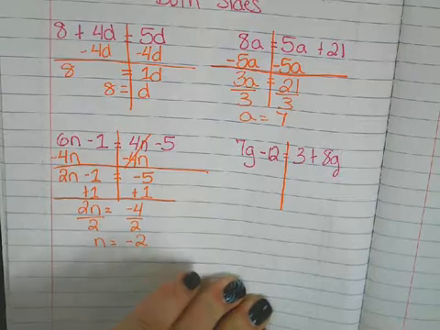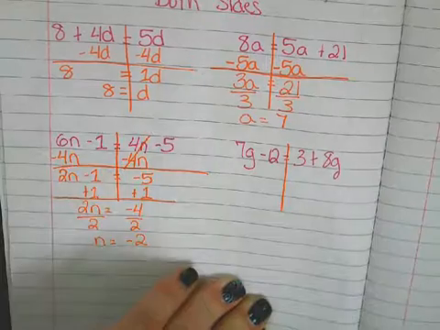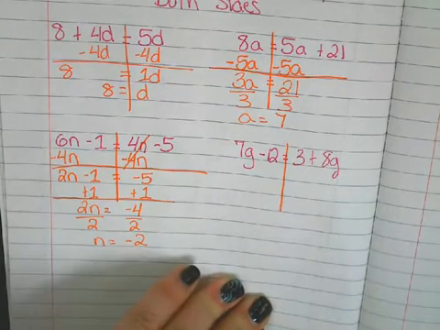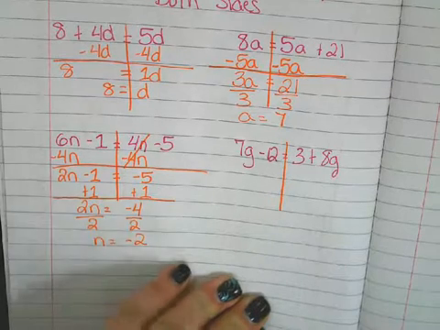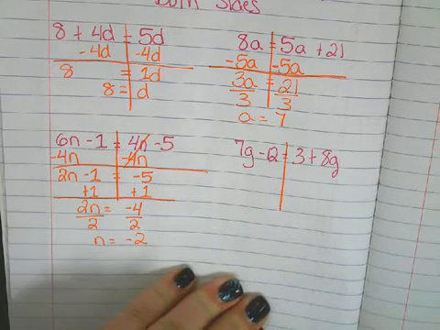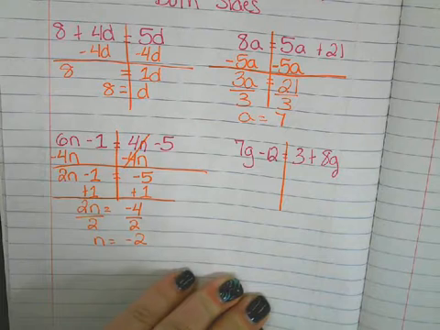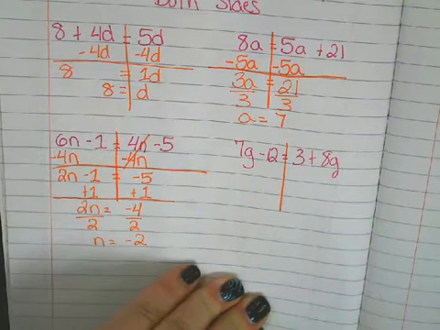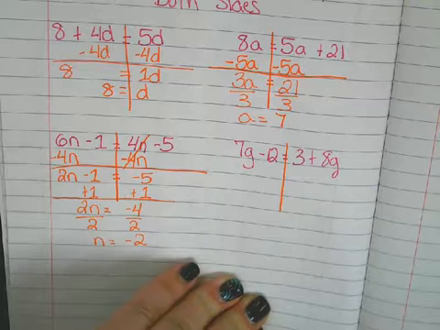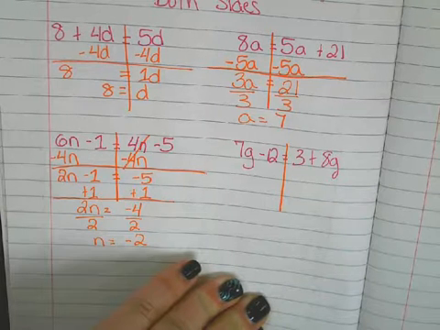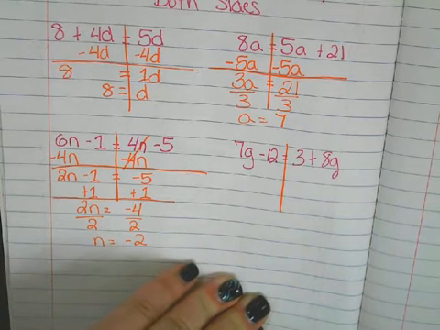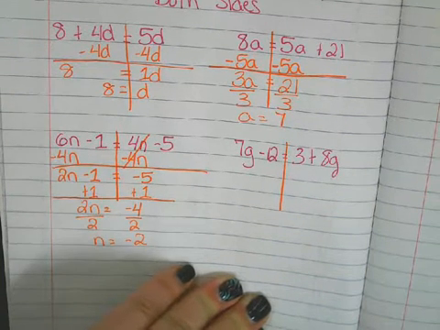So what's one place I could start? What's the first step I could do? Oh, yeah, I could subtract 7g. What else could I do? I could do minus 8g. What else? We'll add plus 12. Plus 12. What else could I do? Minus 3. So there's 4 options I could do. Okay? Which one do we want to start with?